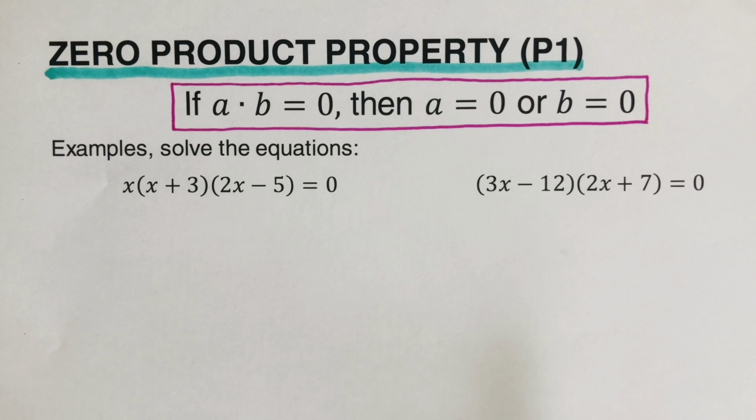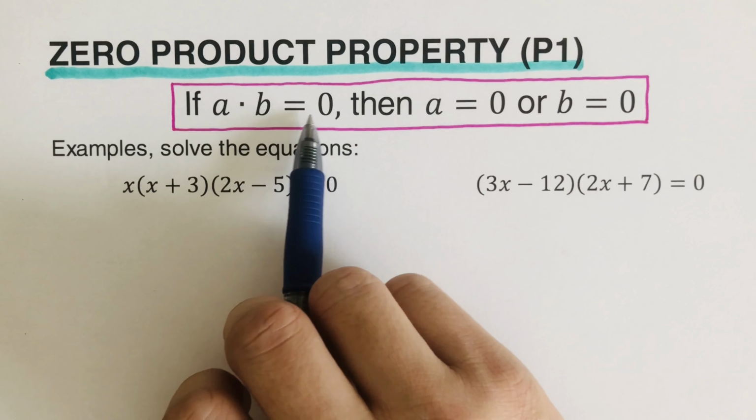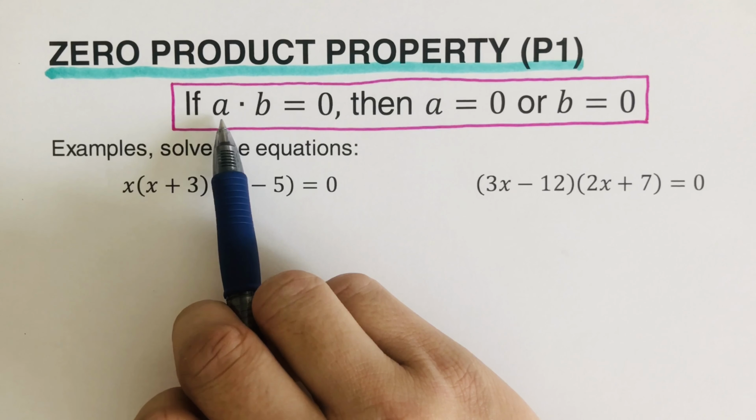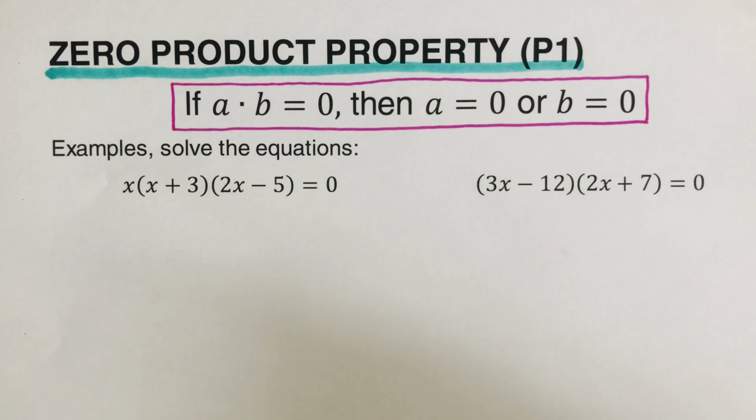So this zero product property states that if A times B is equal to 0, then A is equal to 0 or B is equal to 0. Now let's have an example to better see what this property is all about.